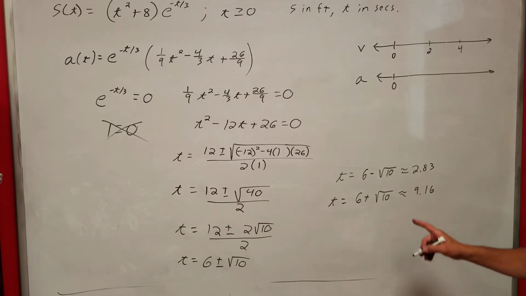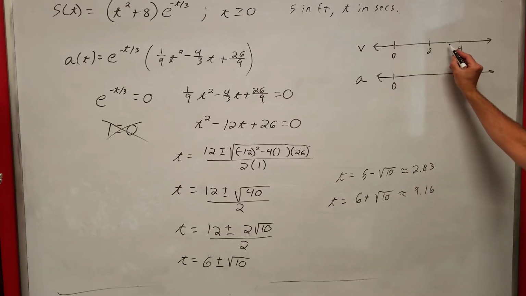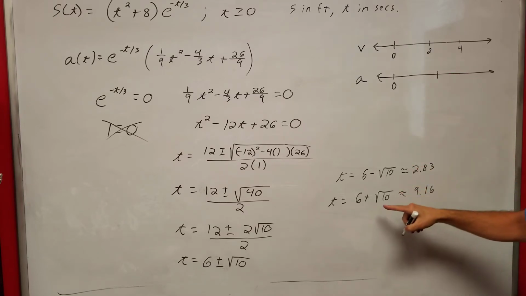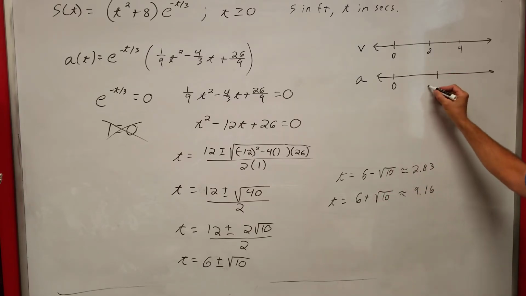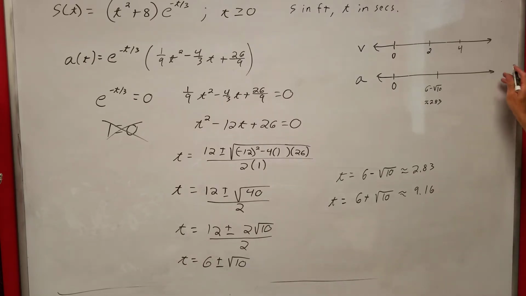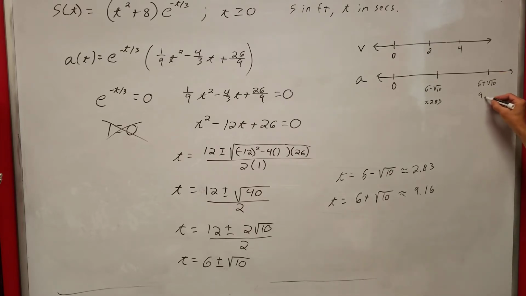So let's plot those. Where is 2.83? 2.83 is somewhere right here, right? But its actual value is 6 minus square root of 10. How about 9.16? That's somewhere way over here, right? I'm out of room, but maybe I'll put it there. And I'll call that 6 plus the square root of 10, which is about 9.16.